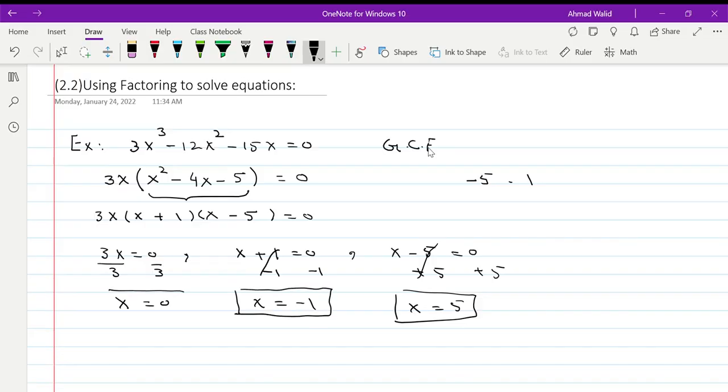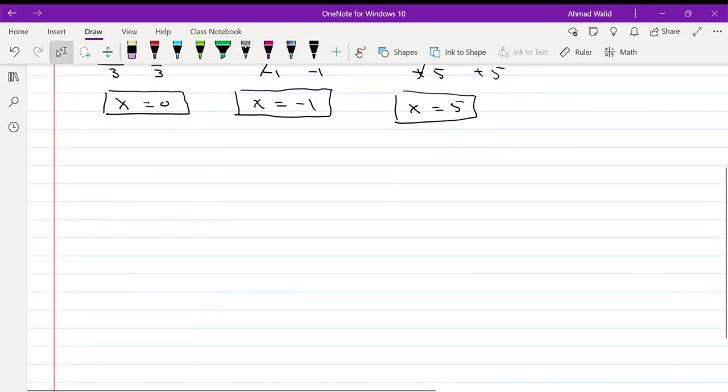In your book, they are calling it roots. You see, my equation was a third degree. I should have 3 answers or less. In this case, you have 3 answers for this equation, correct? Let me do another example for you.